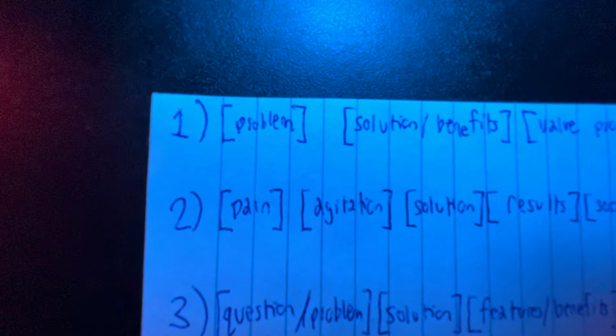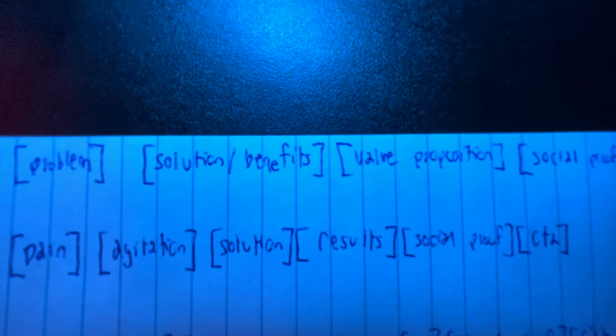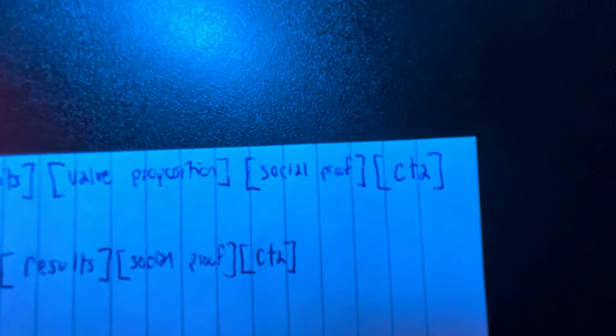So, the type of copy that I put in my ad is this. I'm going to show you the format of it. So really, these are three types of copy I've been testing out. Number one is problem, solution/benefits, value proposition, social proof, and then a call to action. Now, I'm not going to give you my exact ad copy, because then I'm just giving myself away, and I don't really want people to do exactly what I'm doing right now.